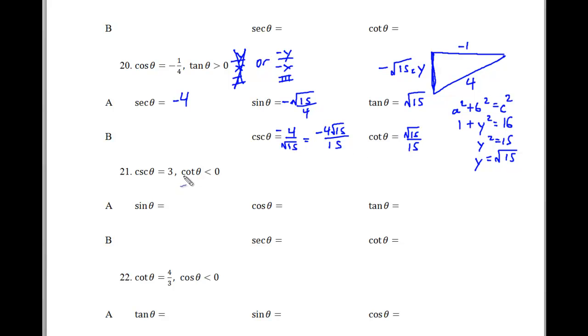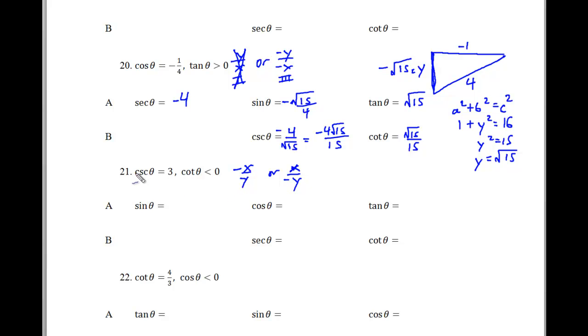So, in problem 21, 3 problems to go here for this video, we have a cotangent that is less than 0, or negative, which means that I have to have either a negative x over y, or a positive x over negative y. This puts me in one of two quadrants: quadrant 2 or quadrant 4. So let's take a look at what I have here.